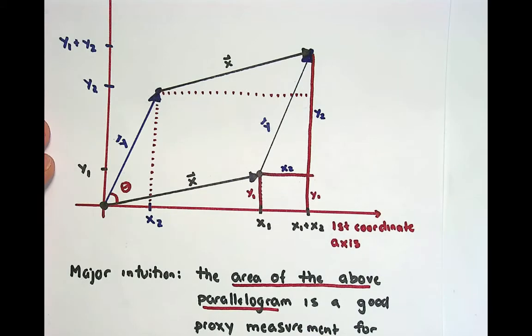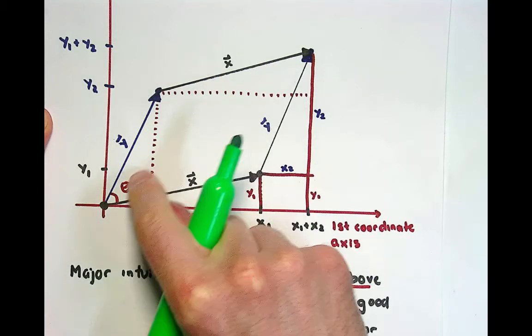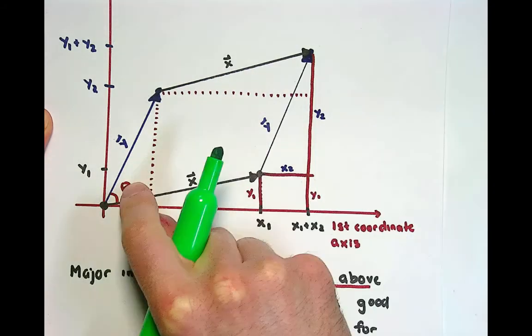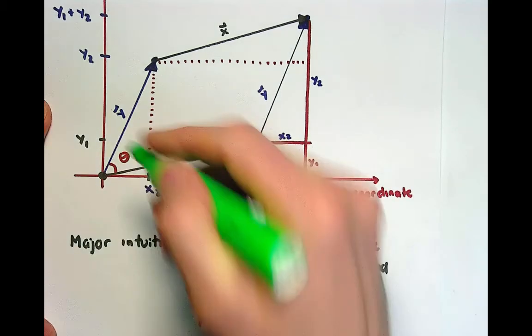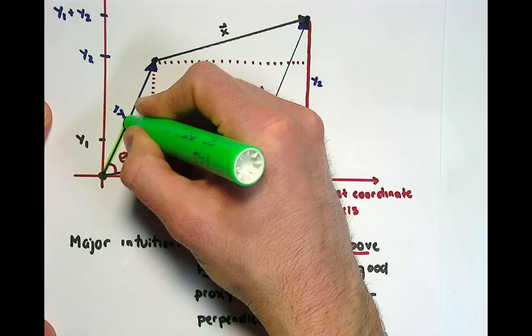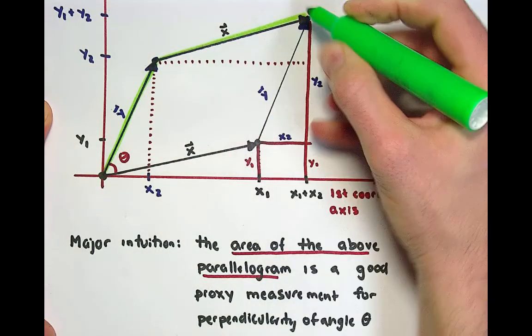Shape number one, perhaps in this situation, I should grab my trusty highlighters. Okay, so I'm going to claim that the area of the inside parallelogram, the one that we're going to use to measure perpendicularity, is going to be the area of this green shape, which is the outer edge.